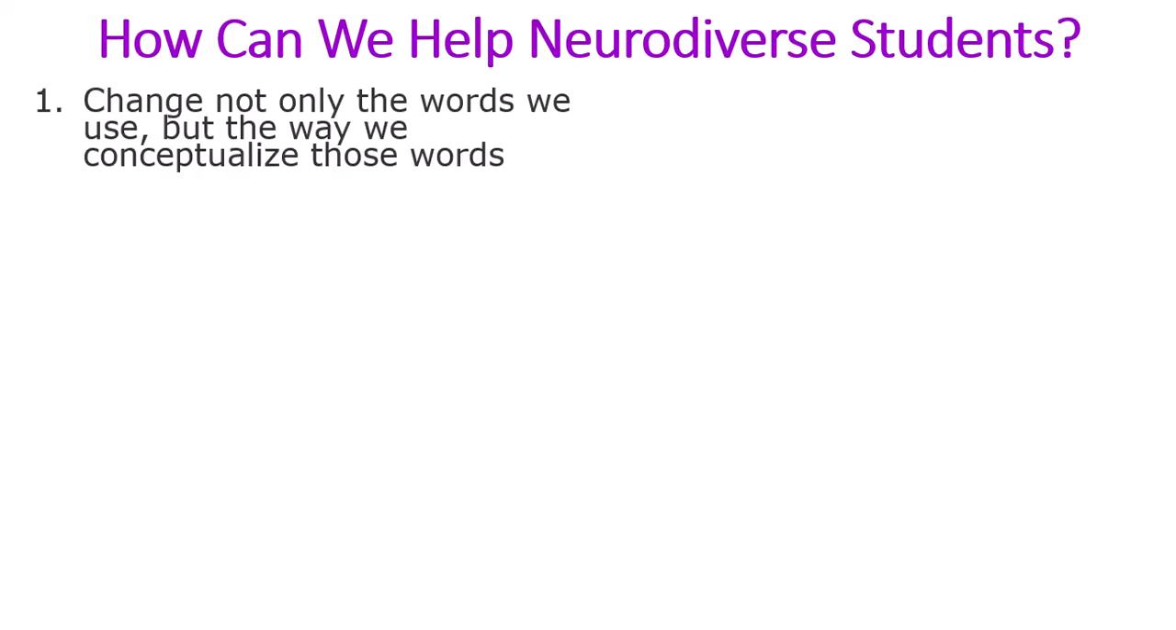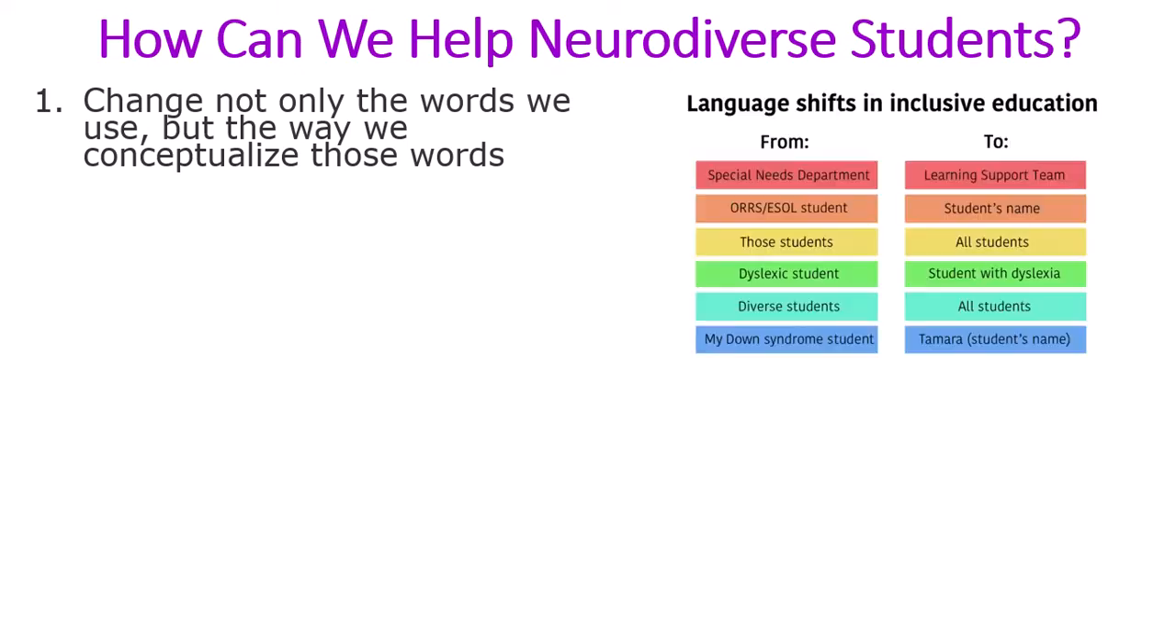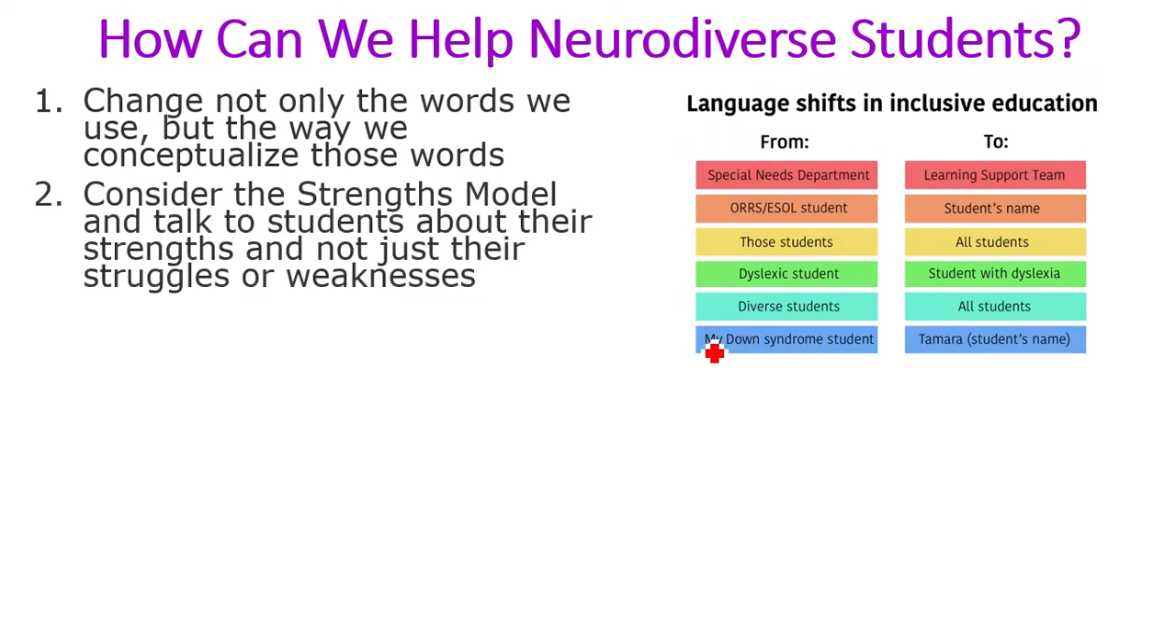Number 1, as I already said, change not only the words we use, but the way we conceptualize those words. So moving to more inclusive language, but also not just using the words in a performative way, but having the mindset and the mental framework of the model that we're talking about. Considering the strengths model and talking to students about their strengths and not just their struggles or weaknesses.